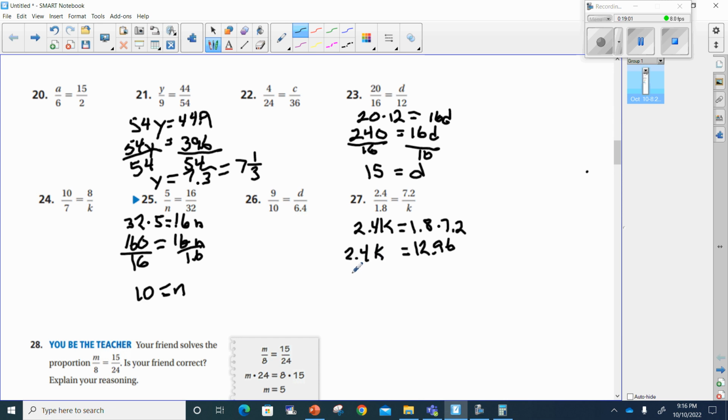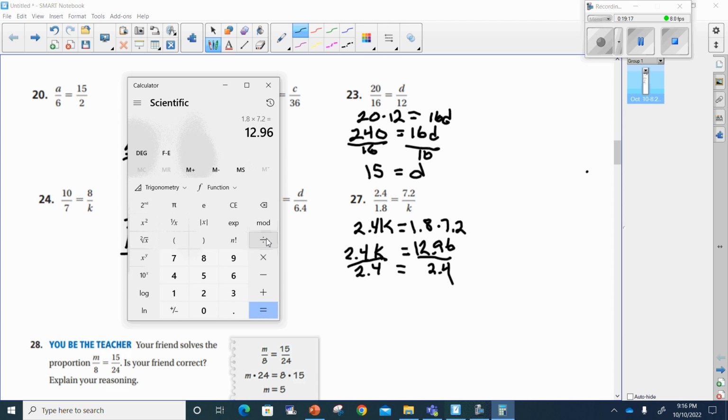I'm going to have to divide 2.4 away. Which means I'll divide it away from this side. When I divide it by 2.4, I get 5.4.